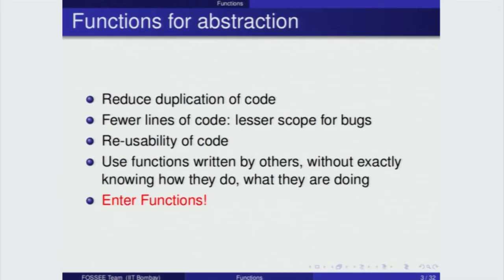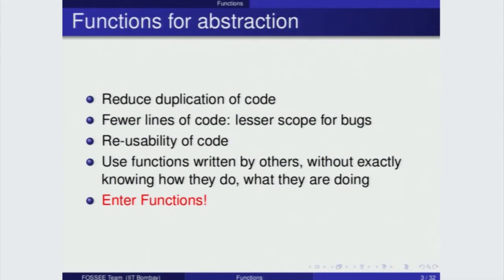So why do we use functions? Well, functions are a means to do code abstraction, as in it gives us the following things. It allows us to reduce any duplication of code. Supposing you are doing the same thing multiple times with different values, you could put it into a function and call that function any number of times. This allows us to not have to repeat that same code multiple times. Because we have fewer lines of code, this also reduces the scope for any bugs and it improves the reusability of code, because once this function is written, I could use it, other people could use it.